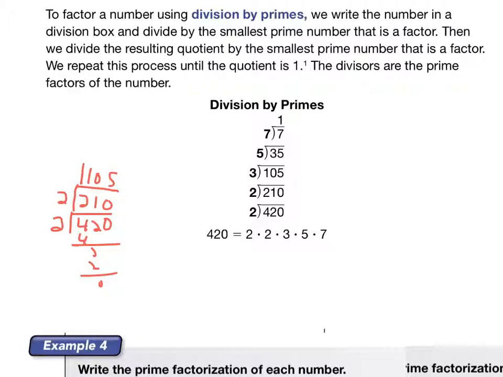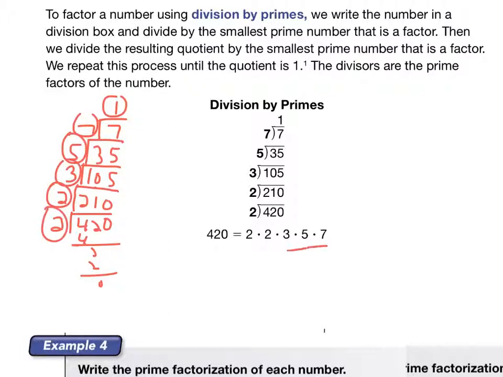Then I can divide by 5, but this one says 3, so I'll divide by 3. When I divide by 3, 3 goes into 10 3 times, and then 3 times 35 is 105, and then you're left with 35, then 5, and then 7, and then you can only divide by 7 after that. So this is called division by primes, and these are the prime factors, and you write it as the prime factorization like that.